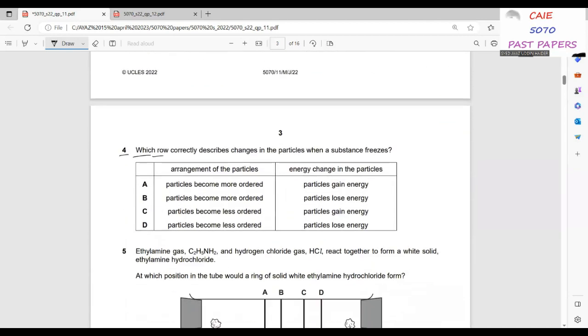Number 4. Which row correctly describes changes in the particles when a substance freezes? When a substance freezes, it means the state is changing into solid. The arrangement of the particles will be ordered. So either A is correct or B is correct. Both C and D are incorrect. What about the energy change? When the substance freezes, the particles will lose energy. So B will be the right answer.